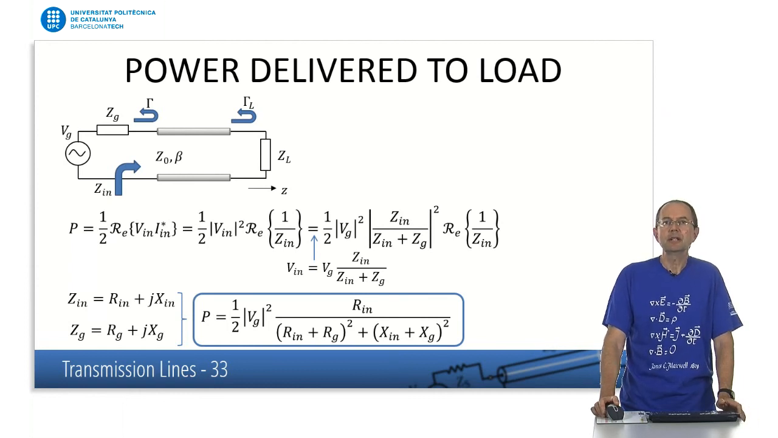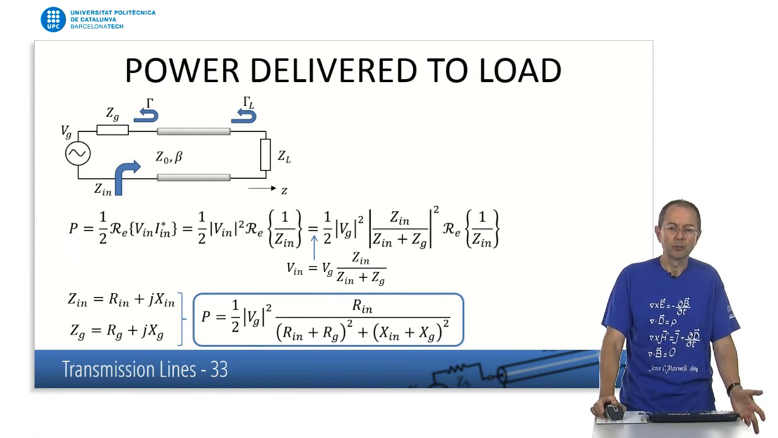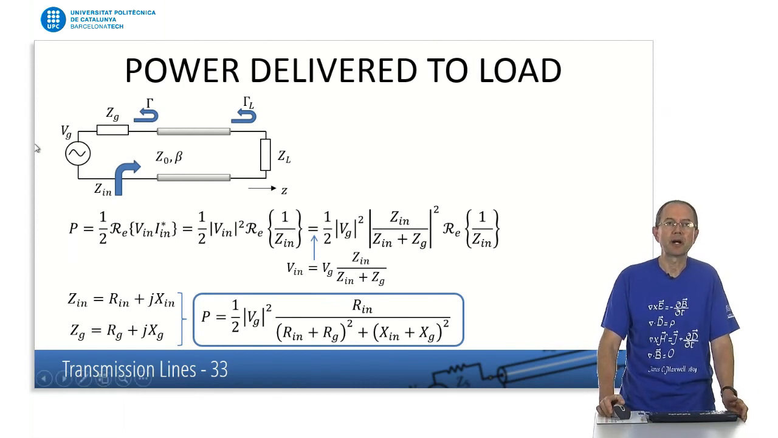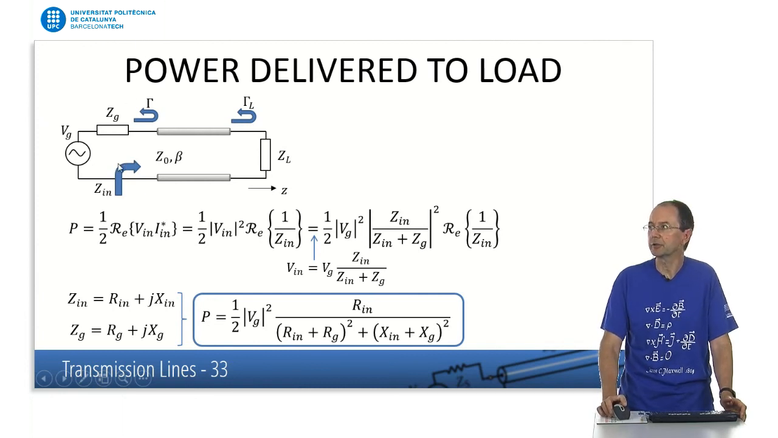Now, let's consider the power which is delivered to the load. In many situations, we have a certain amount of power available in a generator, here on the left of the transmission line. We have a transmission line, and at its end we have a device which needs this power, or it can be just an antenna.